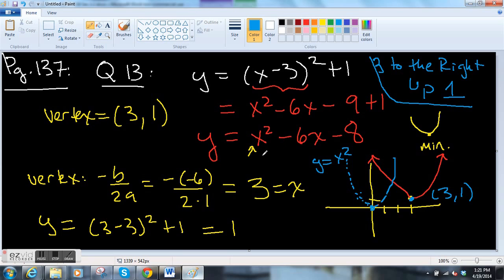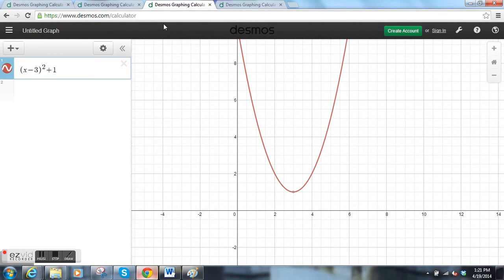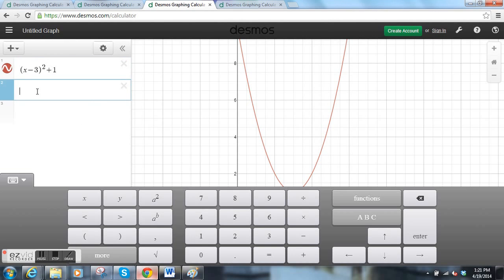And I did that by finding the vertex of the new graph and comparing it to where that coordinate shifted. And if you want, you could also do this graphing. Here's the graphing right there. 3, 1, so it's over 3 and up 1 as opposed to y equals x squared, which looks like that.